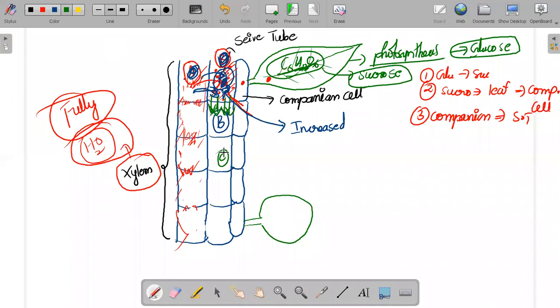Now this is a C cell. Now compare both cells, B and C. Which cell will have higher water concentration, and which cell will have lower water concentration? Quickly tell me the answers.